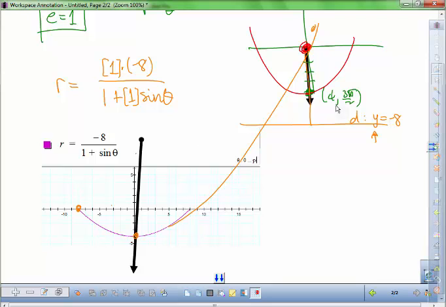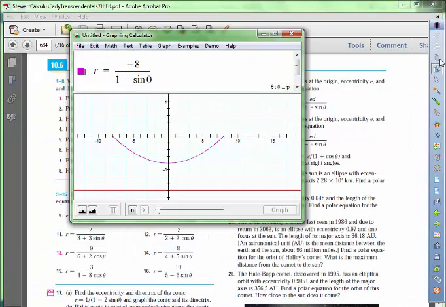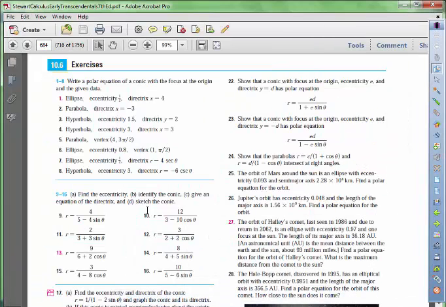Okay, so that was fun. Let's see if we could do another problem. Number 14.